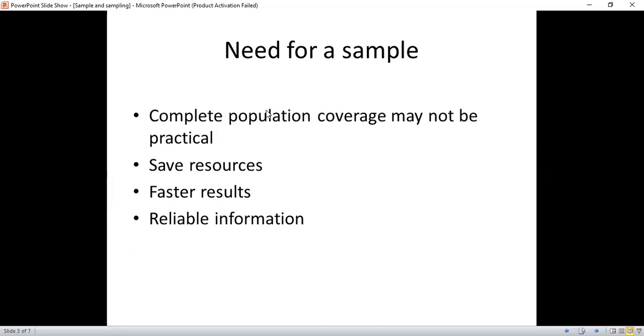So to save that time and to save other resources, we take a sample which we make sure is a good representative of the population. We will see how to do that as well.